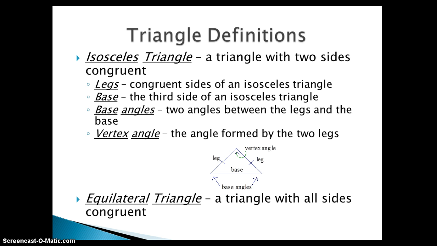The base angles are the two angles between the legs and the base, and the vertex angle is the angle formed by the two legs. You can see the diagram below labels all of those angles and legs. The equilateral triangle is a triangle that has all three sides congruent.